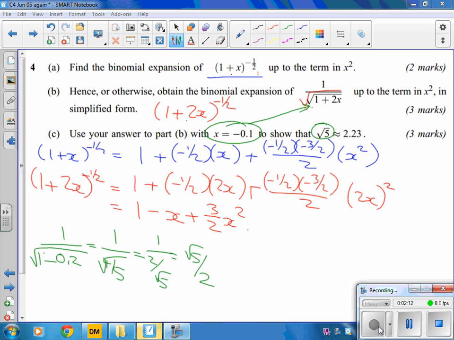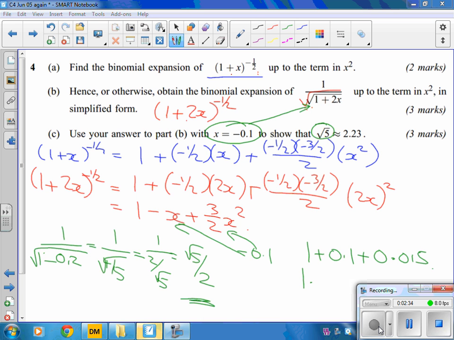So when we put 0.1 into this, we don't get root 5. We get root 5 over 2. So let's put minus 0.1 into this thing here now. And if you put minus 0.1 into that thing there, we're going to get 1 plus 0.1 and then plus, well, 0.1 squared times by that. I think that's 0.015, in fact.